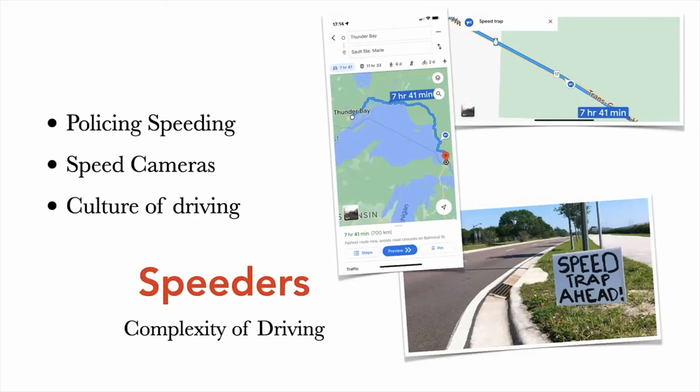Here is the thing about speeders and speeding. Policing speeding. We all know that wherever there's a speed trap, traffic coming towards you, if there's a speed trap up the road, and Tim can attest to this as a retired police officer, people will flash their lights at you to indicate that there's a speed trap.